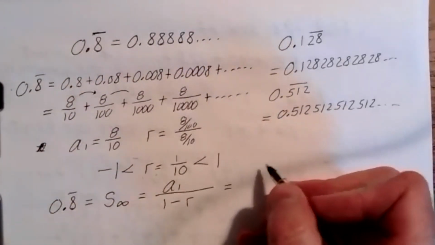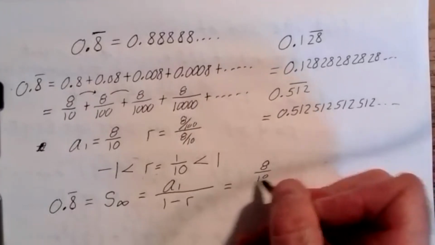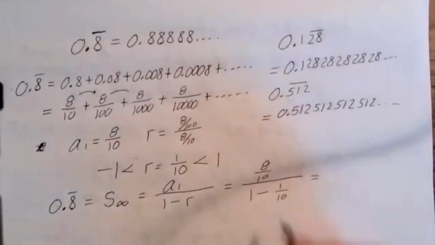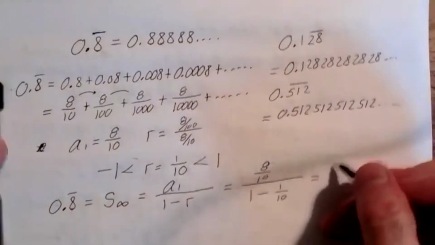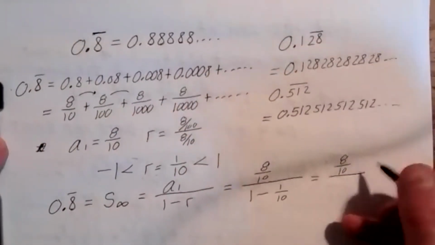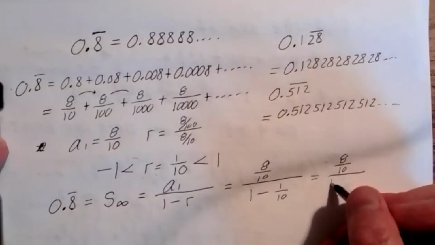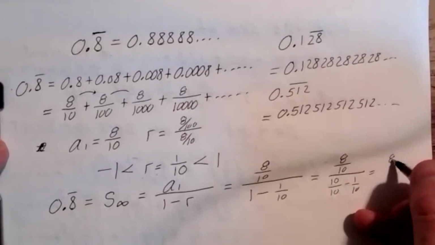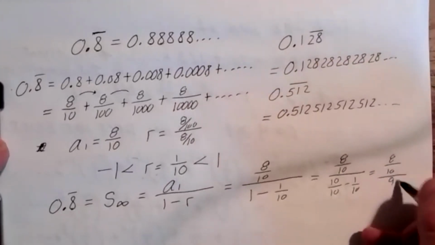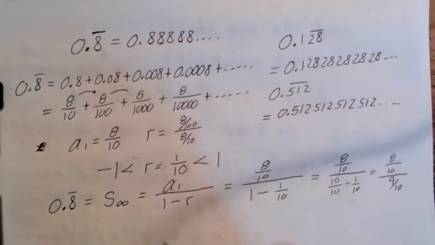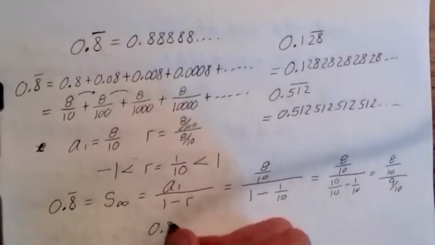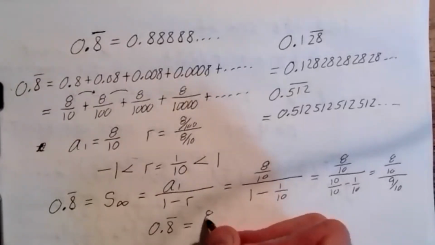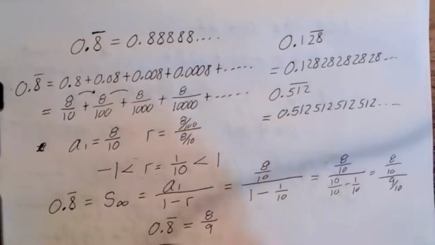My first term is what? 8/10 divided by 1 minus the common ratio, which is 1/10. Let's try to work this out now. So we have 8/10. What's 1 minus 1/10? 1 is another name for 10/10. What's 10/10 minus 1/10? Gives me 9/10. 8/10 divided by 9/10, ladies and gentlemen, gives me what? Isn't that 8/9? Well, I'll be darned.